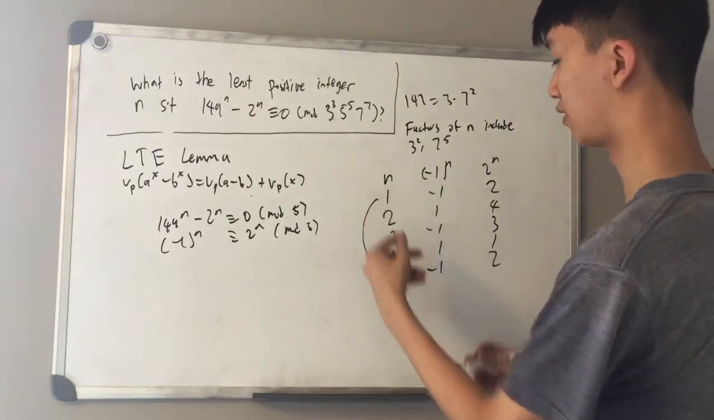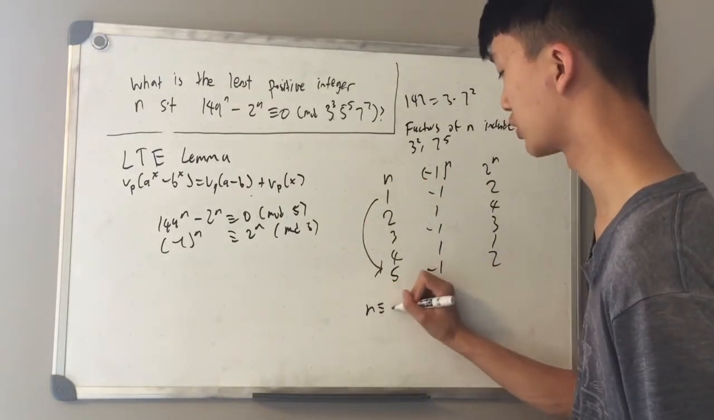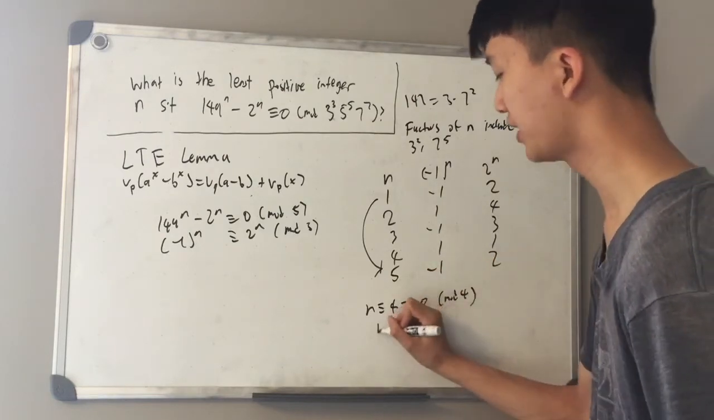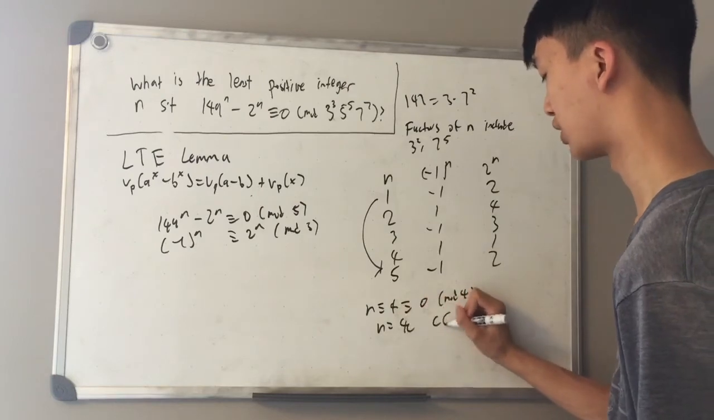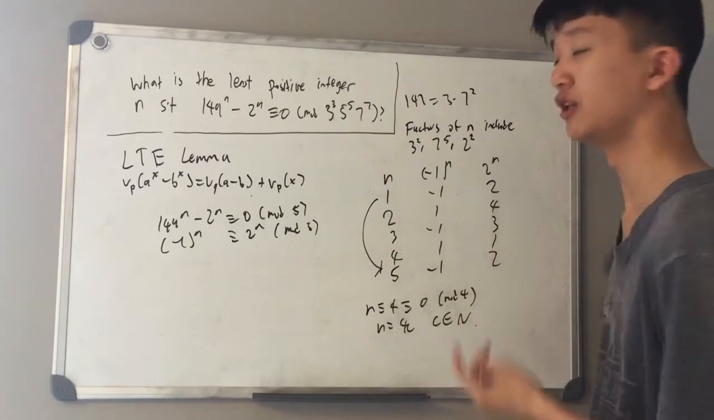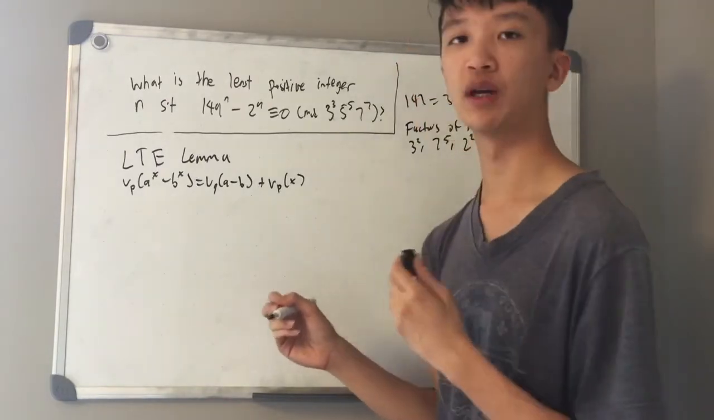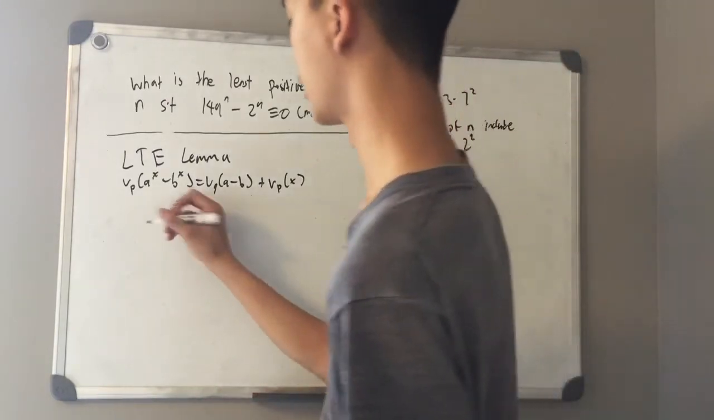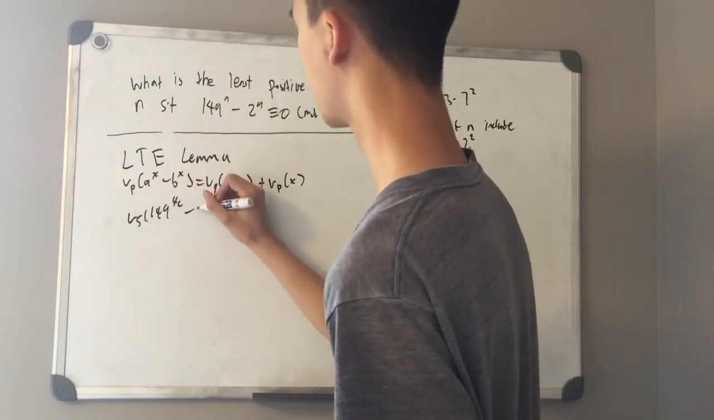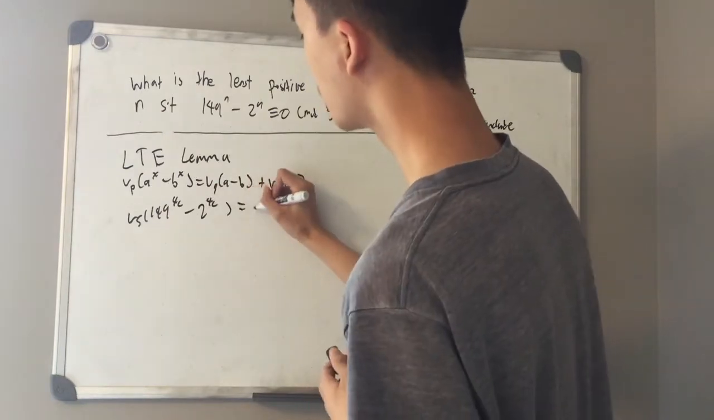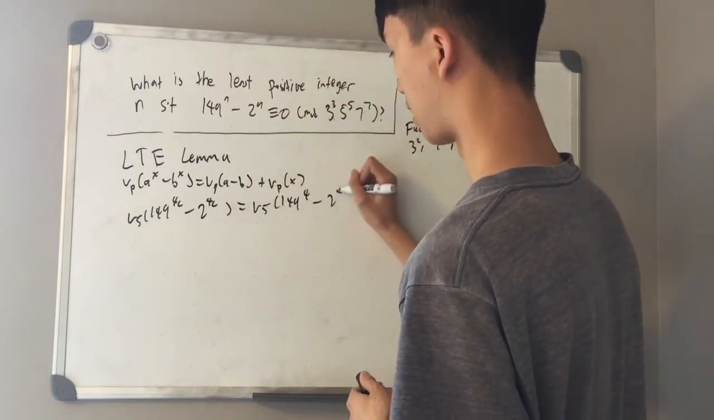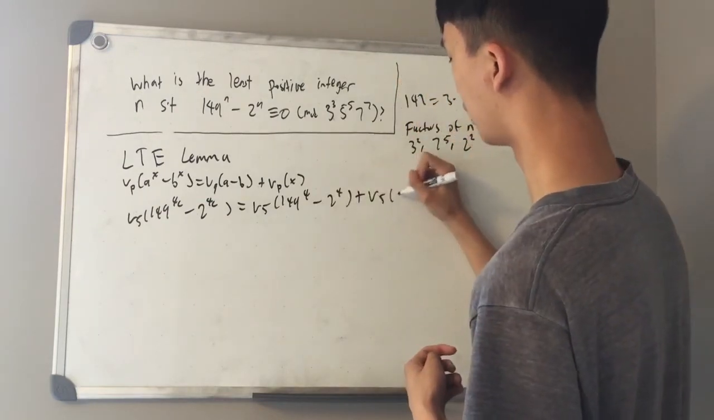Now because it has a cycle of 4, we know that n is congruent to 0 mod 4. And so n is equal to 4c for some natural number c. And so we know that n must be divisible by 4, so let's add 2 to the power of 2 into the factors of n. Now finally, we apply LTE for p equal to 5. So V5 of 149 to the power of 4c minus 2 to the power of 4c is equal to V5 of 149 to the power of 4 minus 2 to the power of 4 plus V5 of 4c.